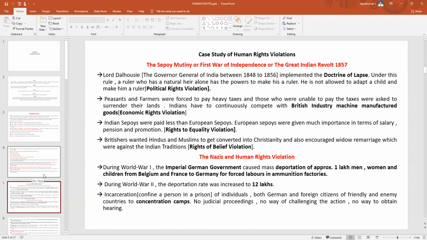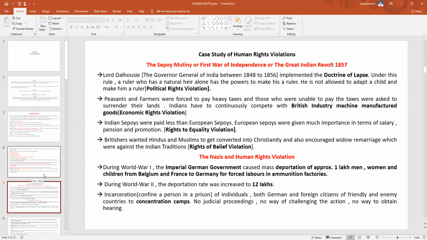Next, Indian sepoys were paid much less than European sepoys, and they were ill-treated and considered very inferior compared to the European sepoys. The European sepoys were given much more importance in terms of salary, pension, and promotion; this was a violation of the right to equality. And the British compelled the Hindu and Muslim populace to convert to Christianity, and they also encouraged widow remarriage, which was against Indian traditions. As per our Indian traditions, widow remarriage was considered a crime.